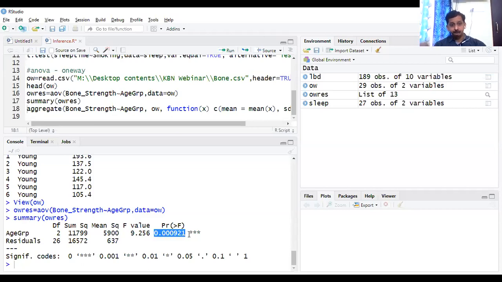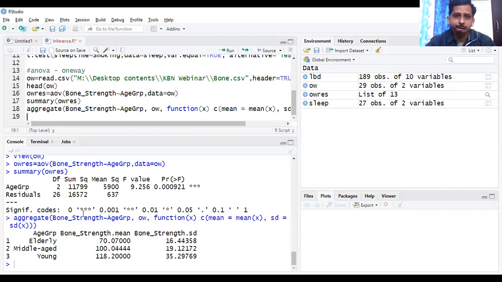Now, the next thing will come. What are the average bone strength levels in each group? Let us see. The average bone strength of elderly is 70.07. Middle age is around 100. Young age is around 118.2. That's good. But the next question will rise. What is the next question?